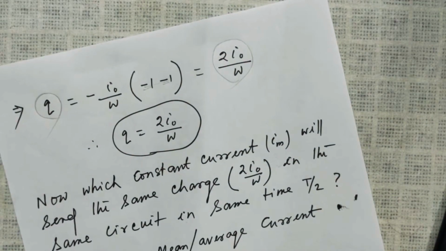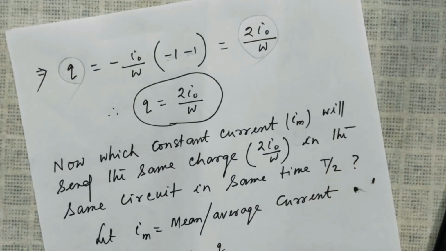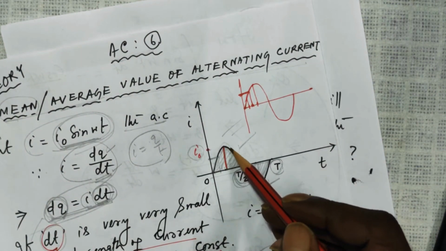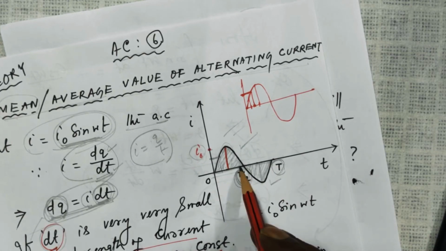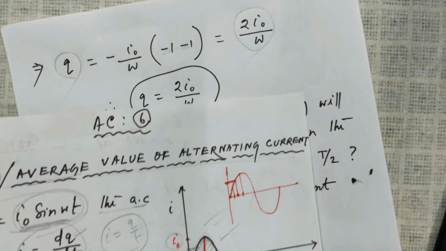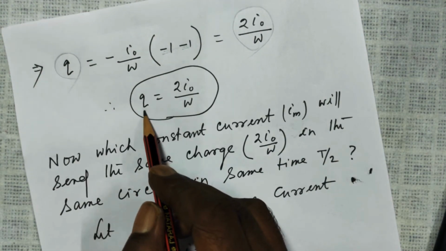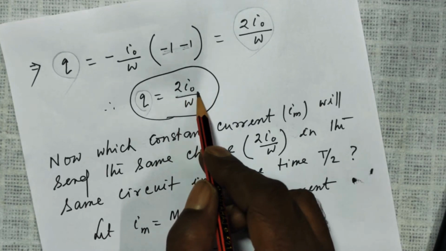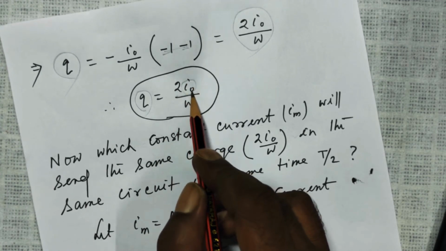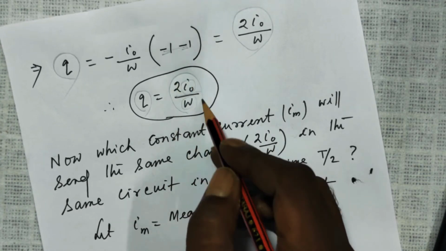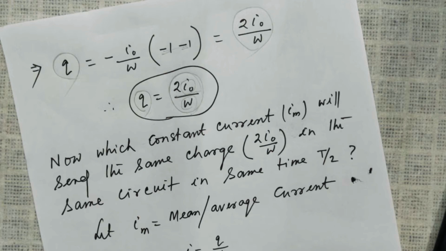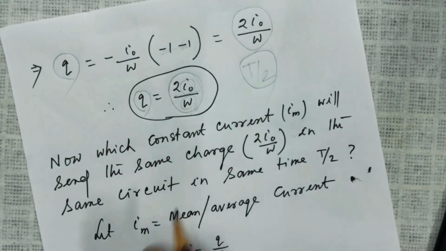Means if that alternating current is flowing in a circuit in time T by 2, how much charge will it send through the circuit? That charge q is equal to 2 I naught by omega. Means whatever is its maximum value, I naught, that into 2 divided by omega. This is the amount of charge the alternating current will send through a circuit in capital T by 2.